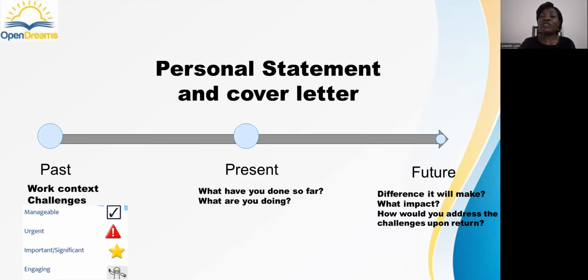You are talking about the difference that scholarship, that admission is going to make, what impact it will have, how it will help you to address challenges upon return.